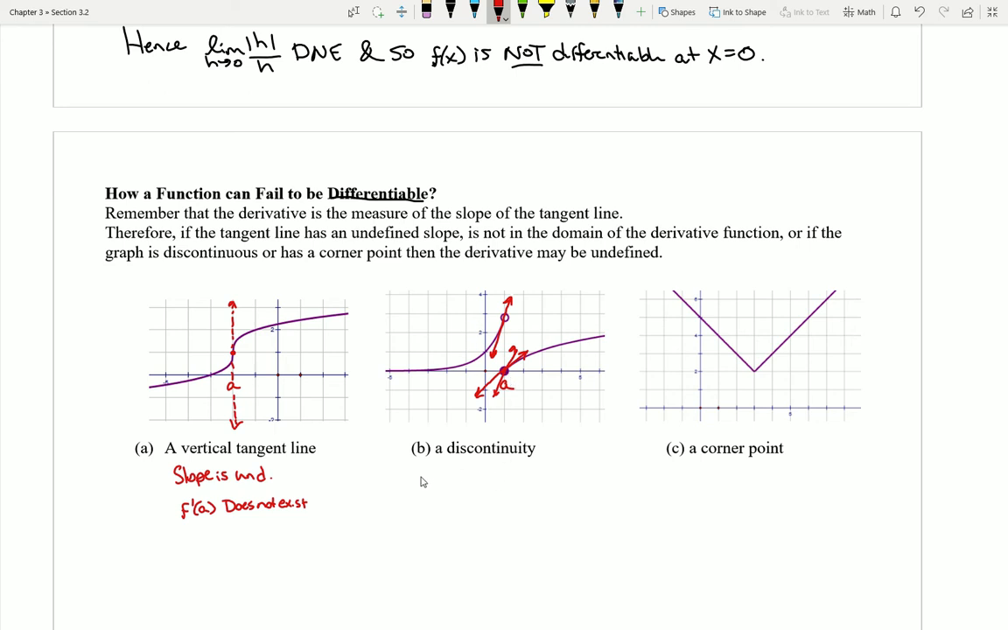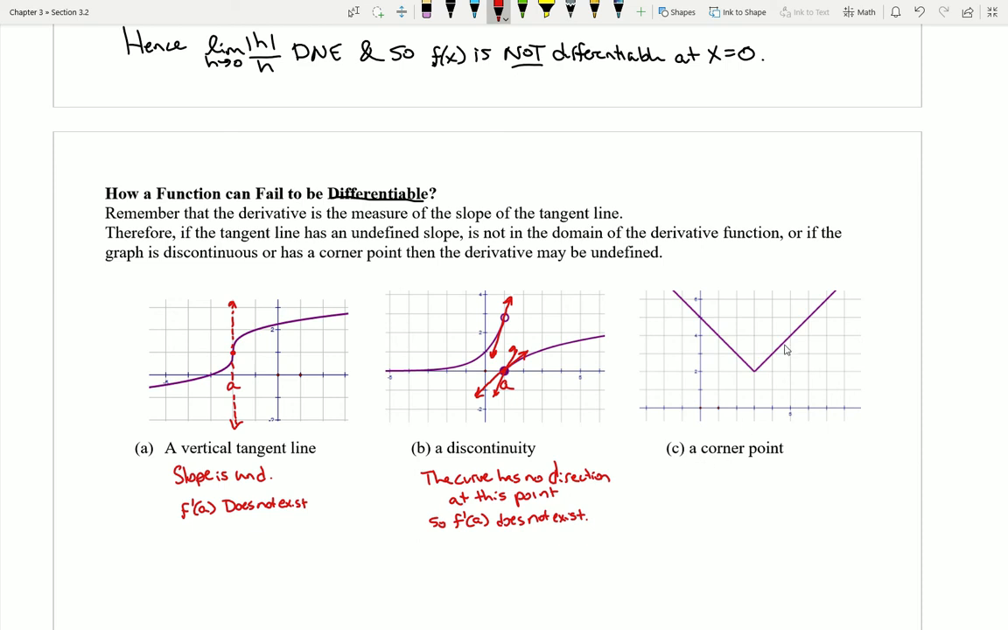So really what I have here is too many different pieces to consider, and I could say here that the curve really has no direction at this point. And so f prime of a does not exist.